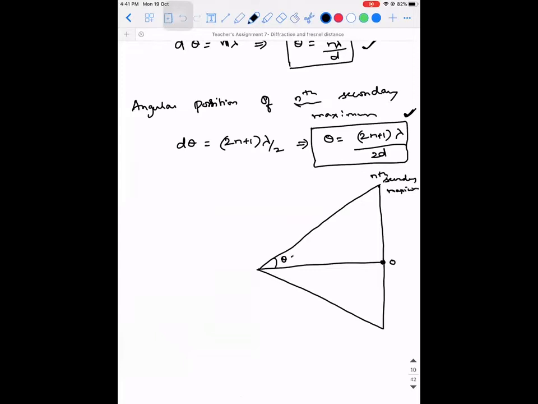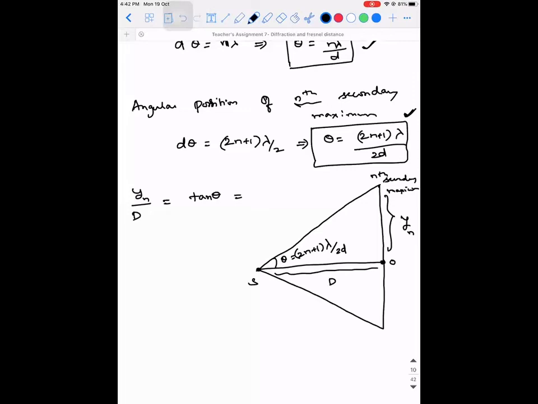What will be the value of theta? It will be (2n plus 1) into lambda divided by 2d. Correct? And the distance from the slit to O is capital D. Right? So this is the distance y. Can I call it yn? Now, can I say yn divided by D is equal to tan theta?